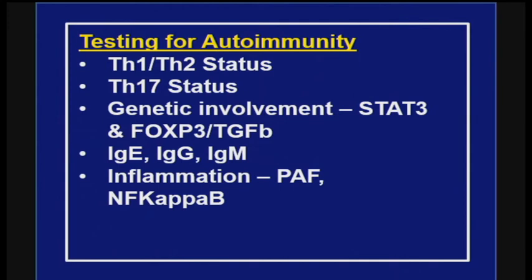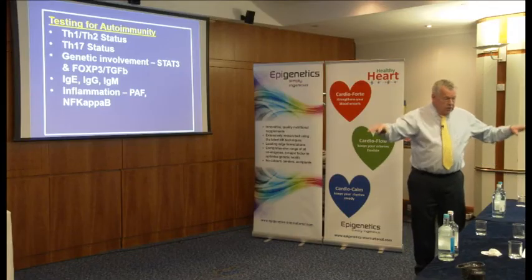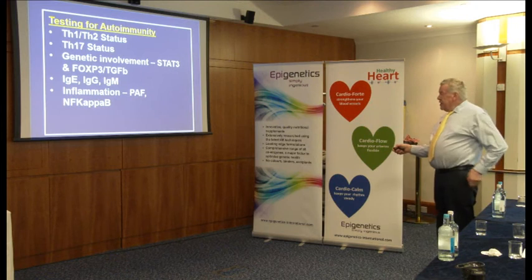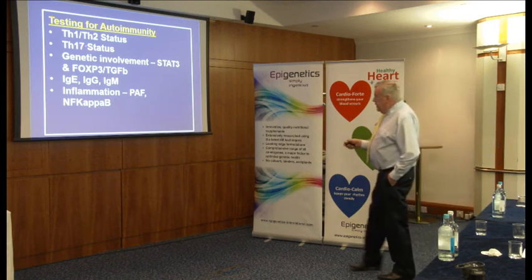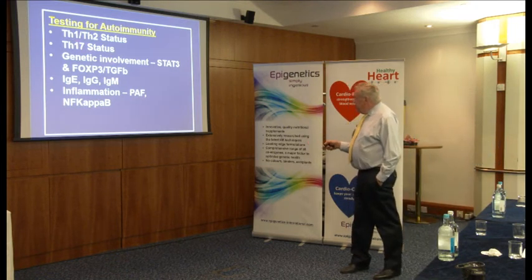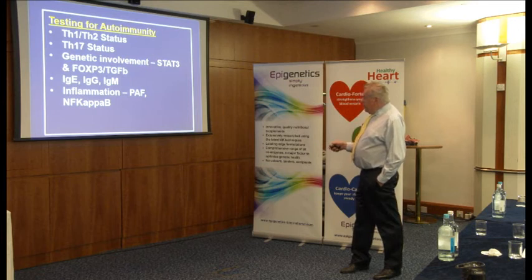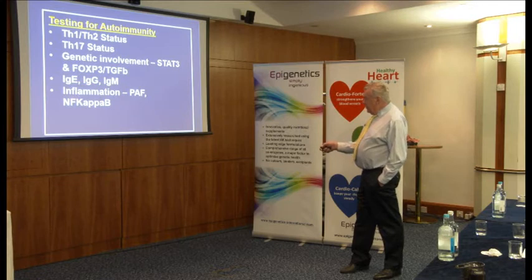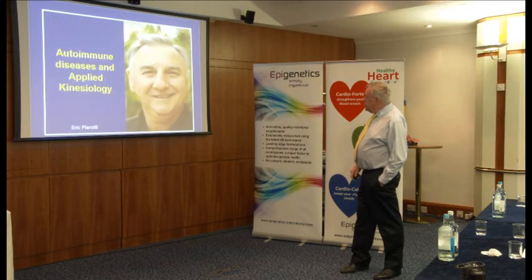So testing for autoimmunity. TH1, TH2 status is TH1 down, TH2 up. TH17, which is what I would do first of all, does the person have a weakened TH. Then we can look for genetic involvements with the FOXP gene, transforming growth factor, and the STAT genes. Test for allergy, immunoglobulin E, G, and M. Test for platelet activating factor for inflammation and NF-kappa B.